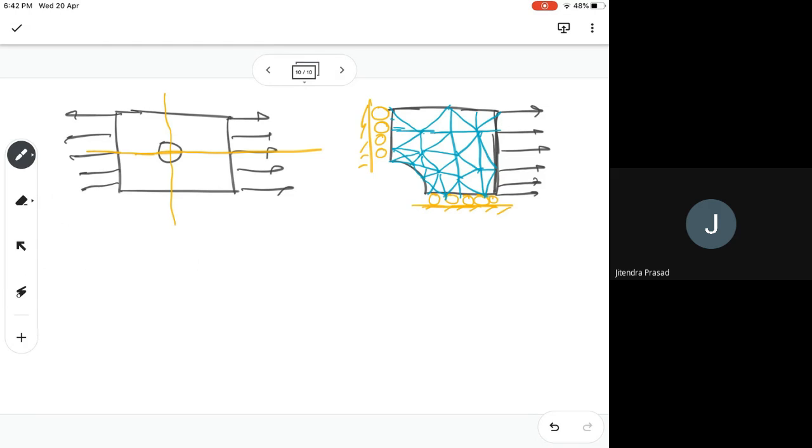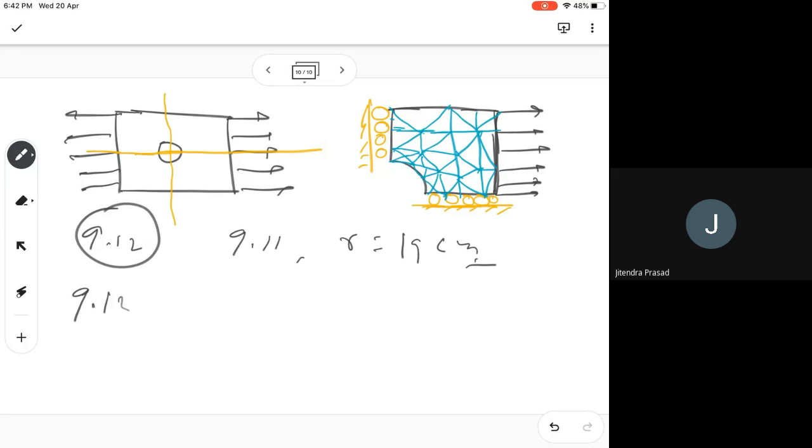Okay, so your 9.12 is similar to 9.11, but it says the hole size is more. Yeah, so here it says the radius is equal to 19 centimeters. But it's the same thing, so you can do it. So 9.13 is about the axisymmetric problem, so rotational symmetry. Of course all the details are given there. You have to prove only. So prove the weak form is this and all.